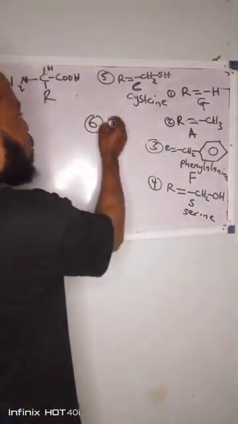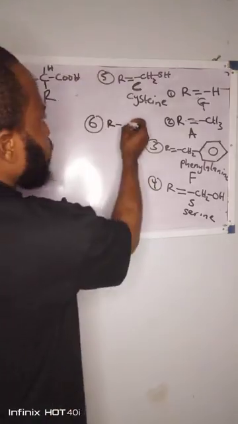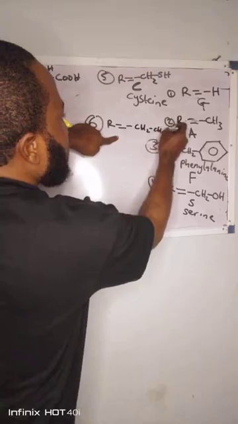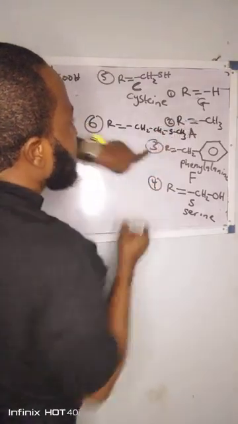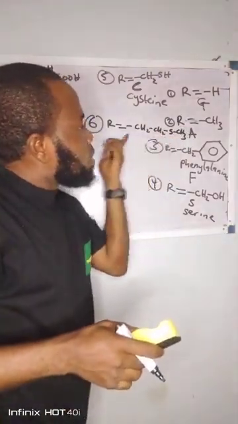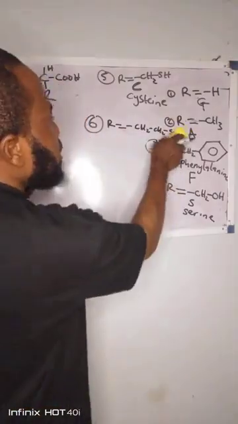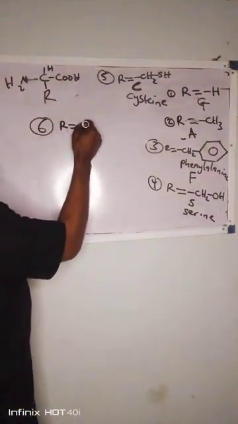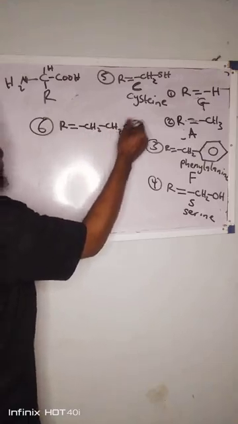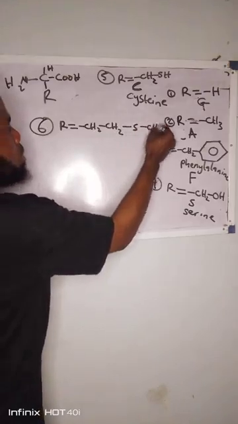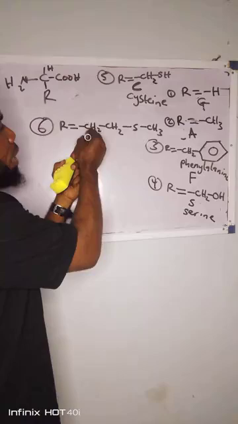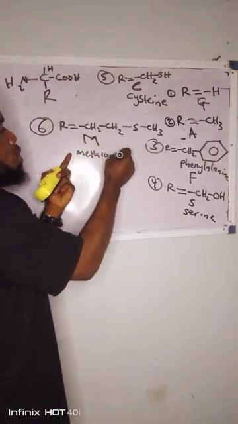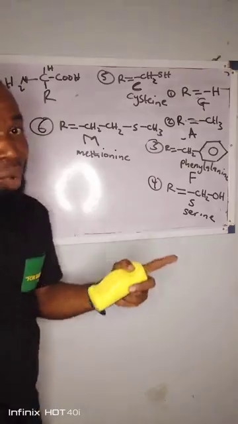And what amino acid is that? When the R group is represented with CH2, then we are having an S, then CH3. Now, pardon me. This amino acid, I don't want to wipe it off so that you're able to follow it up again. So number 6 amino acid, I'm having R equals CH2, then S, then CH3. Now this amino acid is regarded as methionine and the symbol is M. Methionine. So this is an easy way for you to know these amino acids and their symbols.